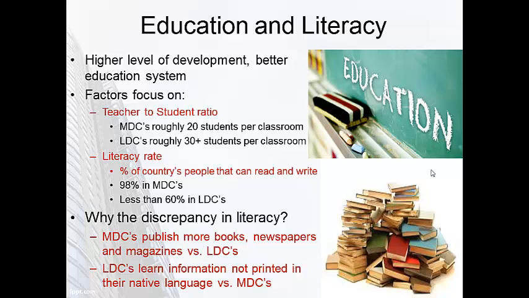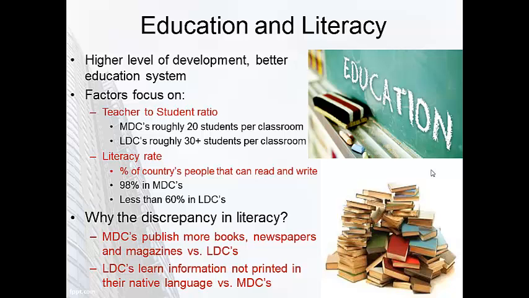So the HDI focused on two factors: teacher to student ratio, which in MDCs is roughly 20 students per classroom, and in LDCs is 30 plus, sometimes 40 or 50 kids per classroom. Another factor is the literacy rate, which is the percentage of the country's people that can read and write. In MDCs, it's 98%, which shouldn't be that surprising, but in LDCs, in today's age, which is surprising, it's less than 60% of the population able to read and write.